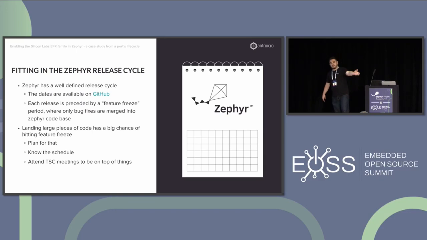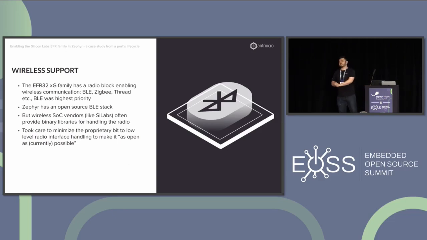And adding a new platform is a new feature, so you won't be able to land that. But if you have a timeline you need to fit in, because your customers require certain features at a certain point of time, you have to plan for that. It is well documented, so you just need to know the schedule and know when to start. Also, attending the meetings, especially TSC meetings, Zephyr TSC meetings, which are public meetings, helps you to actually get up to date with what's happening and where to start.